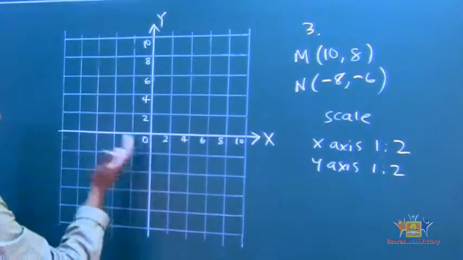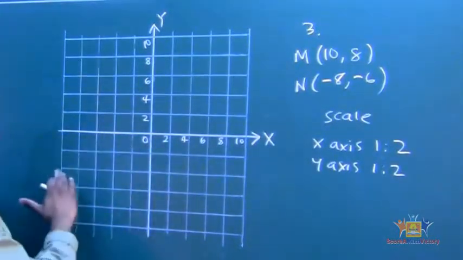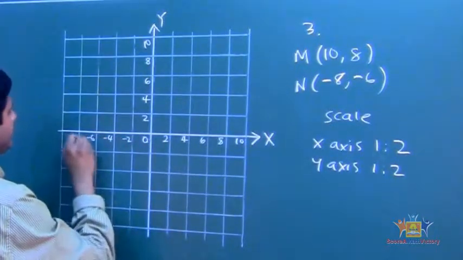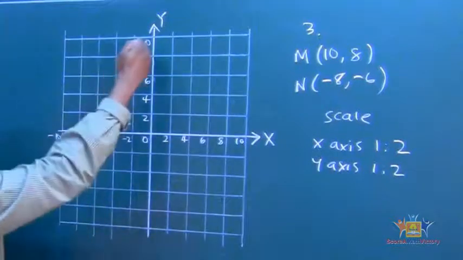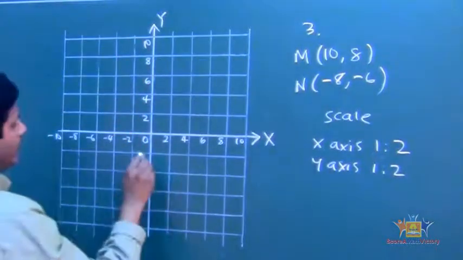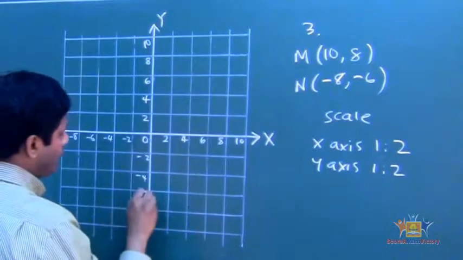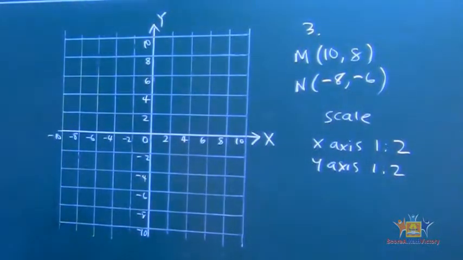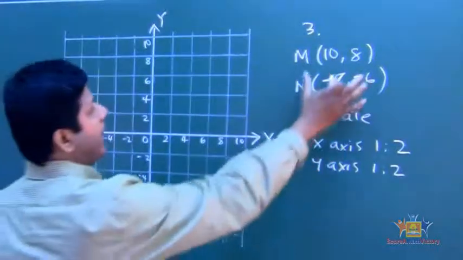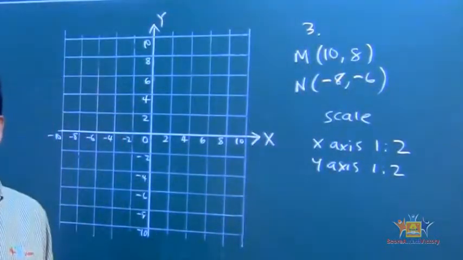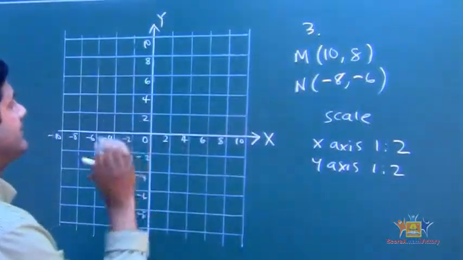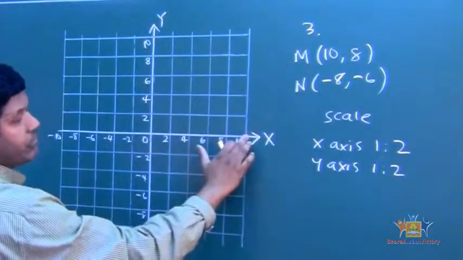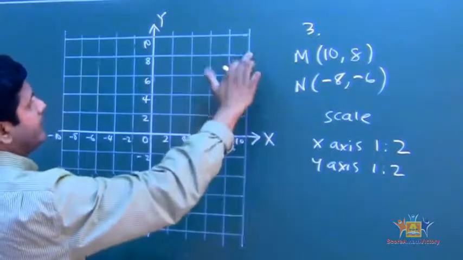Same thing, you just reflect with a negative. So in this case it will be -2, -4, -6, -8, -10. Same thing on the other axis, you reflect with a negative: -2, -4, -6, -8, and -10. Very important. Now we should be able to plot those points. Let's start with M. M is (10, 8). Positive 10 means going to the right 10, and 8 up, right there.